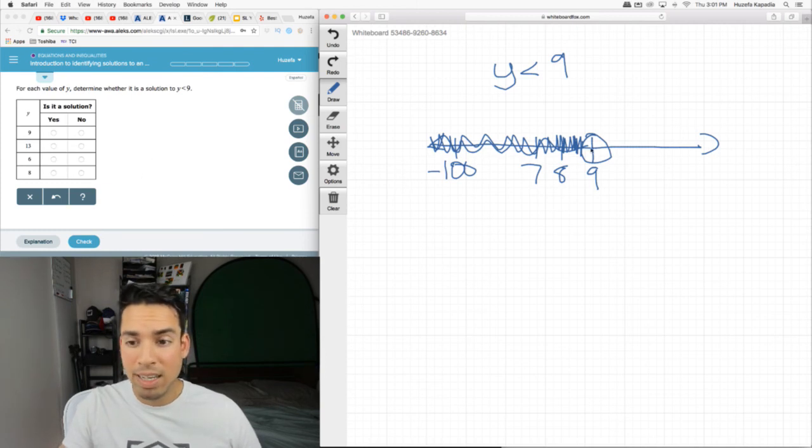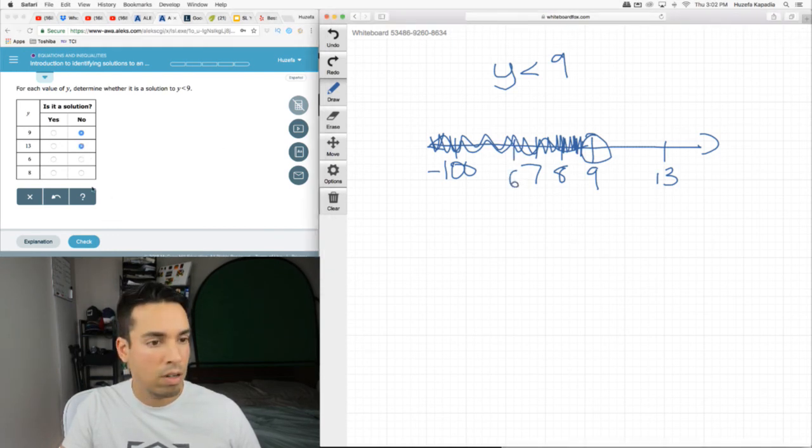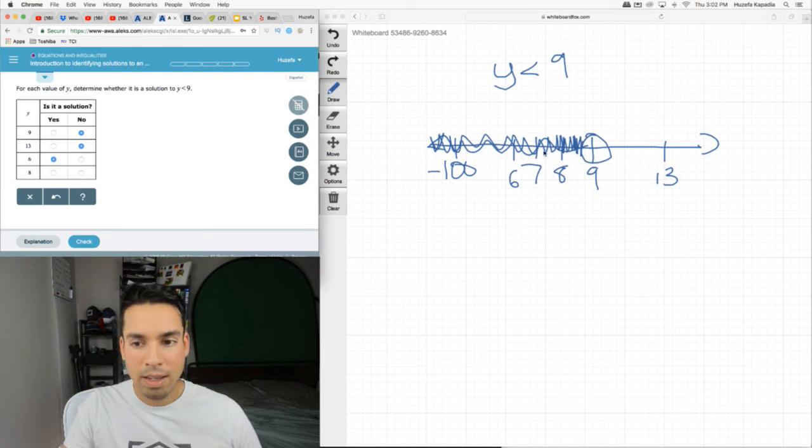So now let's look at these answers. But it cannot be 9 because it says it's less than 9. So is 9 a solution? No. Is 13 a solution? No, 13's over here. It's not part of my solution set. What about 6? Yes. Right? 6 is right here. And what about 8? Yeah, 8's included. 8 is less than 9.